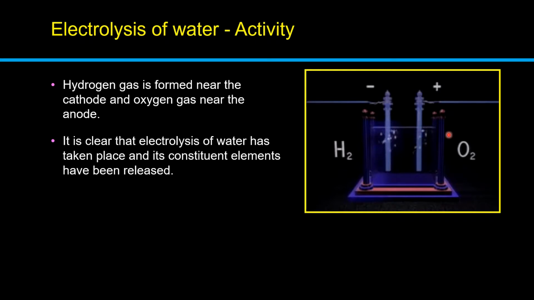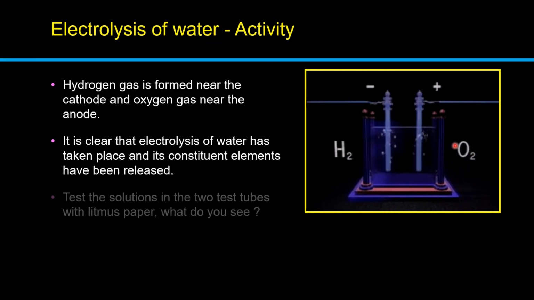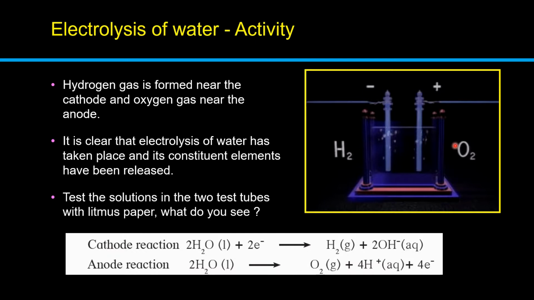It is clear that due to electrolysis, the constituent elements, that is hydrogen and oxygen, present in water have been released. If you test the solution in the 2 test tubes with litmus paper, what will you see? As you can see from the cathode reaction, at the cathode there will be presence of OH-, that is, it will be basic, and at the anode, due to the presence of H+, it will be acidic.